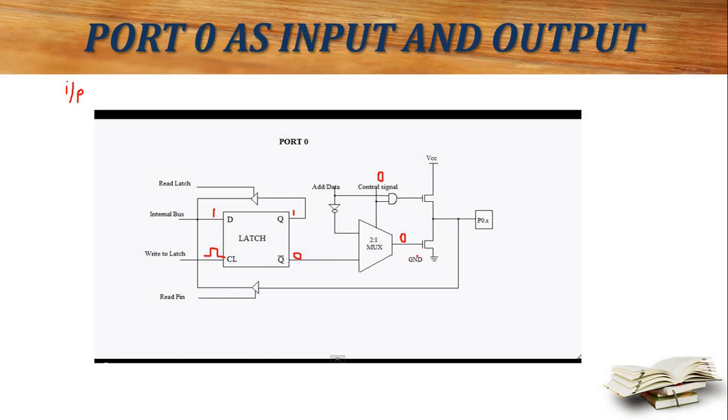Now this is 0. If it is 0, this transistor will be off. So this is also 0. Here also it will be 0 because this is an AND gate, so if any input becomes 0, its output is also 0. So this will also be off. T1 will be off and T2 will also be off. In input mode in port 0, T1 and T2 are both in the off state.